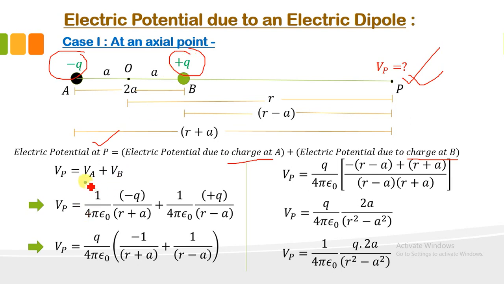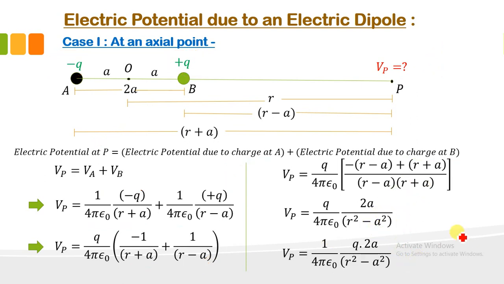So VA is 1 by 4 pi epsilon naught times minus q by r plus a, and VB is 1 by 4 pi epsilon naught times plus q by r minus a. Here it is very important to take the sign of the charge. Don't forget to substitute the sign. It's important. And go for simple algebra. Take the common q by 4 pi epsilon naught, take the LCM, and you will obtain this much.